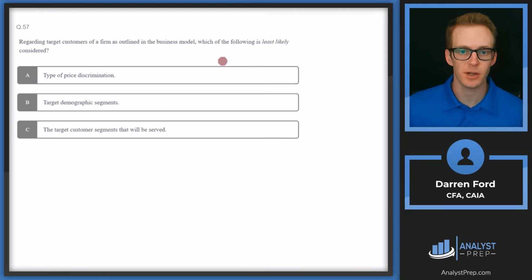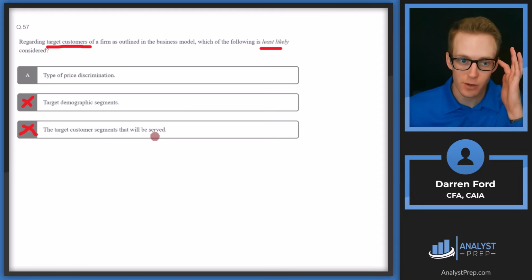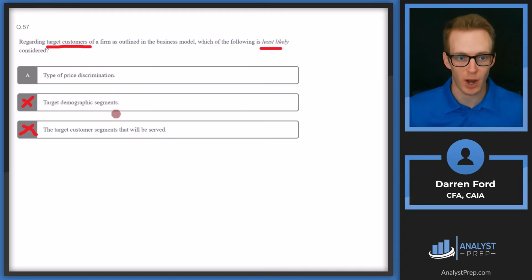Answer C. Regarding target customers of a firm as outlined in the business model, which of the following is least likely considered? So we've got least likely, so 2 of these will be considered and 1 will not. So we've got type of price discrimination, target demographic segments, or the target customer segments that will be served. So if we're looking at what our target customers are, I think we could pretty confidently rule out C and B since we're going to be outlining these in our business model. We want to know what the different segments are that we can serve and what the demographics are.